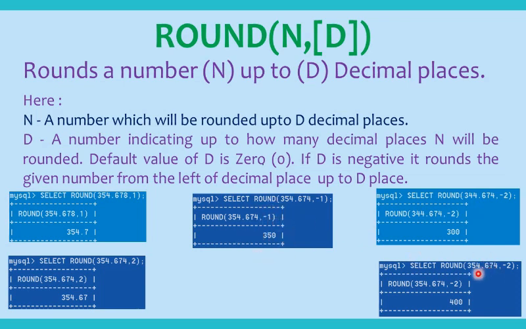Now see the next example. Select round 354.674, comma minus 2, means this number will be rounded from the left of decimal place up to 2 decimal places. So 5 and 4, here 0 comes, but the first digit is 5 which is being removed, so previous digit will be increased by 1, so 3 becomes 4 here in the output. So this is all in math functions.